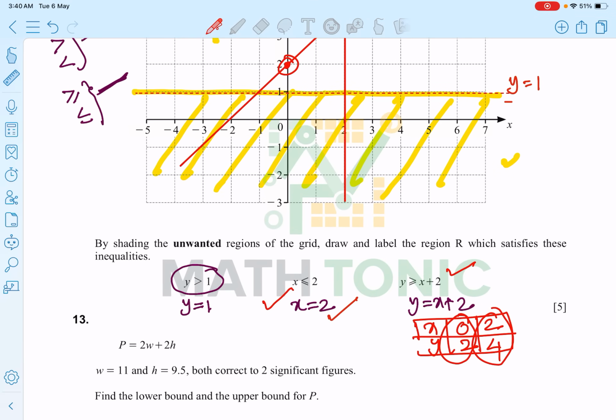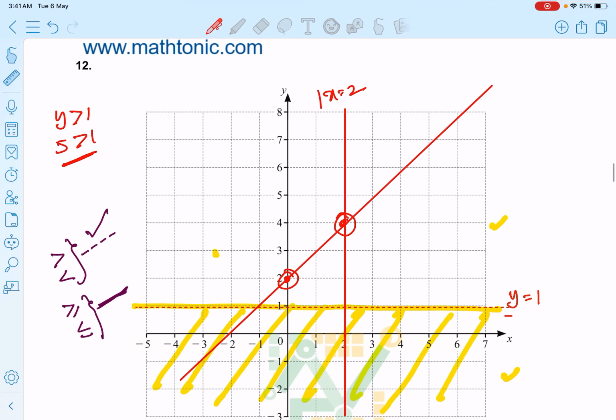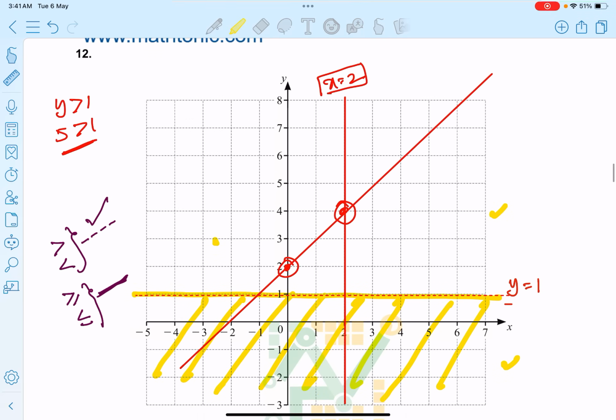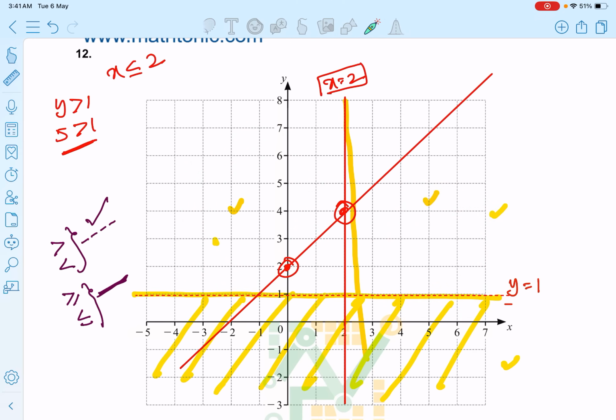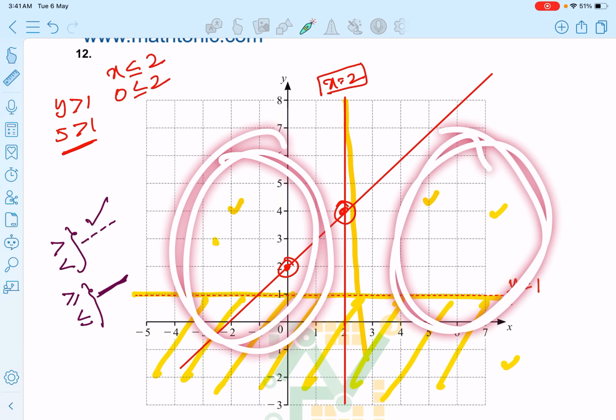Next part is given that x is less than or equal to 2. So x equals 2, that means this is the line, right? So what does it mean? It means we have this line, so I can shade this area or this area, right? Now, for example, given x is less than or equal to 2, try to take any value of x from this side or from this side, right? For example, I'm taking x equals 0. When I put x equals 0, less than 2, is this true or false? This is true, right?